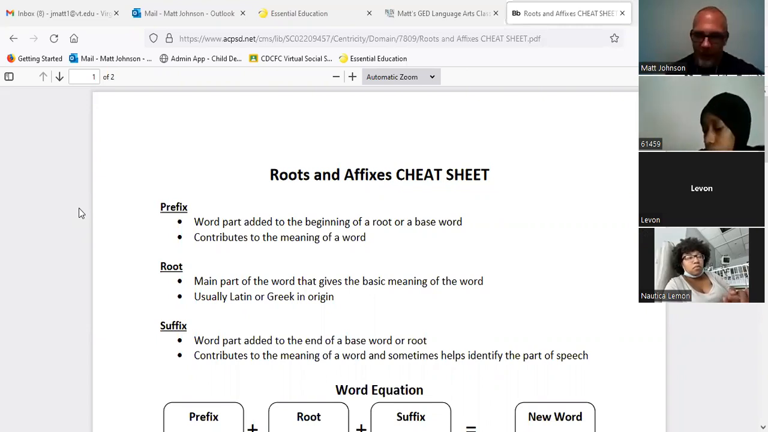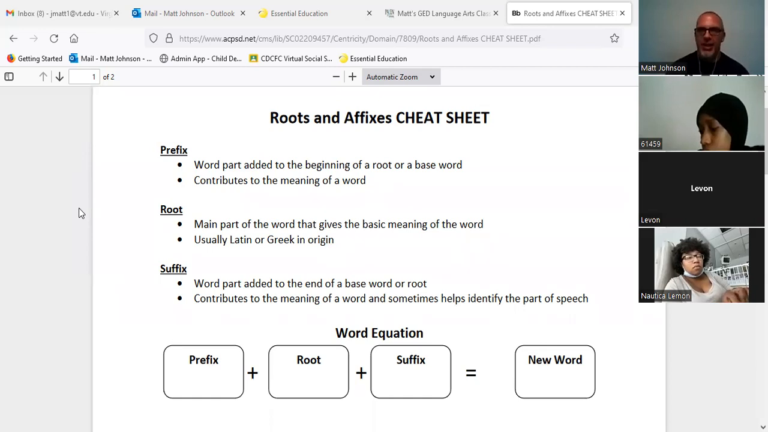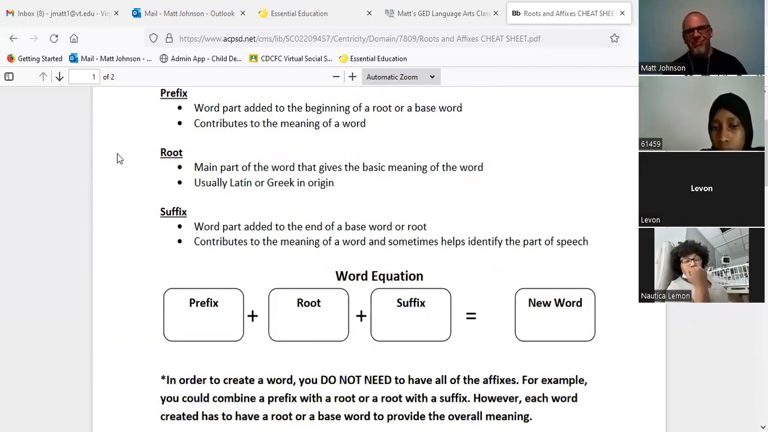Same thing. It modifies that root word, changes its meaning, or adds to it. A lot of times a suffix will not necessarily change the entire meaning of the word. Prefixes tend to do that more so. And so this word equation, I don't know if it's all that helpful, right? It's just letting you know, prefix is the beginning, suffix is at the end.